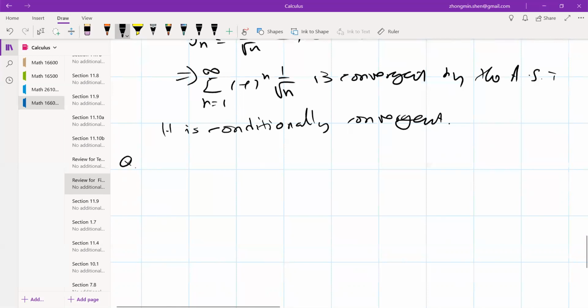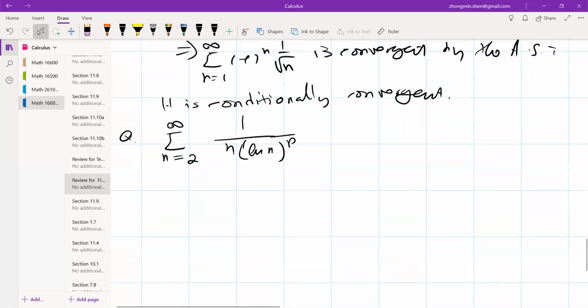Next one is using the integral test, but there was a small typo, so actually start from 2, okay? So it's n natural log n. This is a typical example we did before. We want to determine when it is convergent, right? When it's convergent, here P is positive, okay?